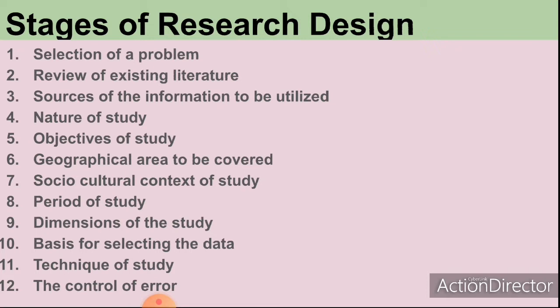First stage is selection of a problem, then review of existing literature, sources of information to be utilized, nature of study, objectives of study, geographical area to be covered, socio-cultural context of study, period of study, dimensions of the study, basis for selecting the data, technique of study, and the control of error. These are the main stages of research design. So we can discuss each stage in detail.